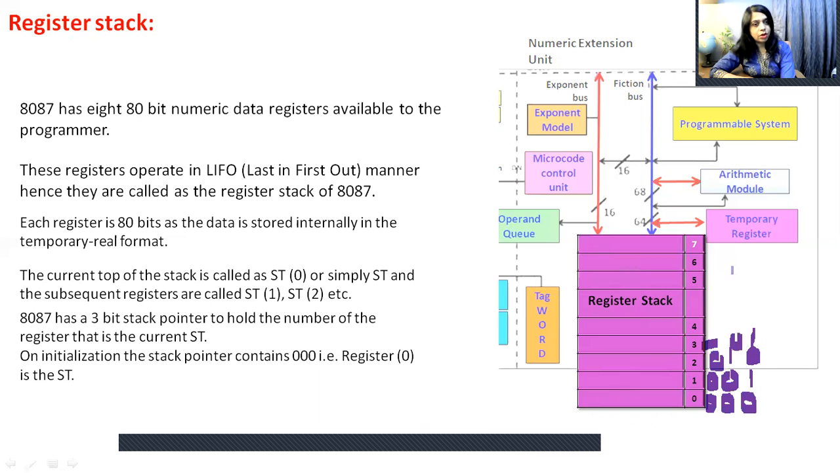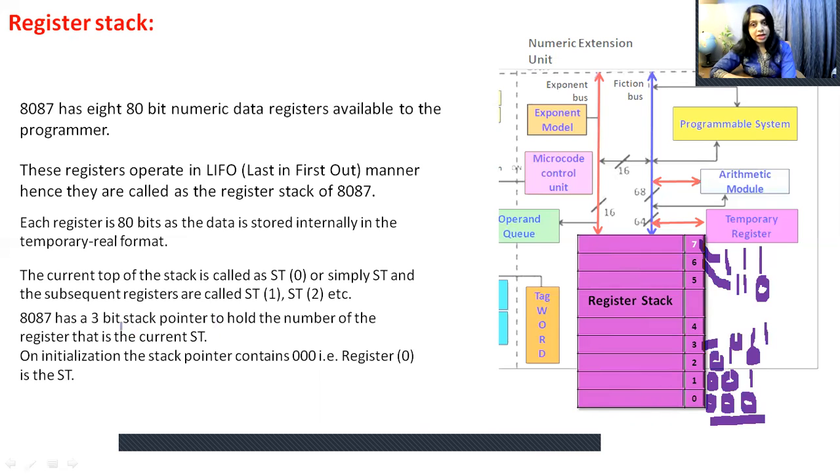What is the address of this register 8? It will be 1, 1 and 1. What is the address of this register 6? It is 110. So how many bits are required? Only 3 bits are required if we want to address these registers.